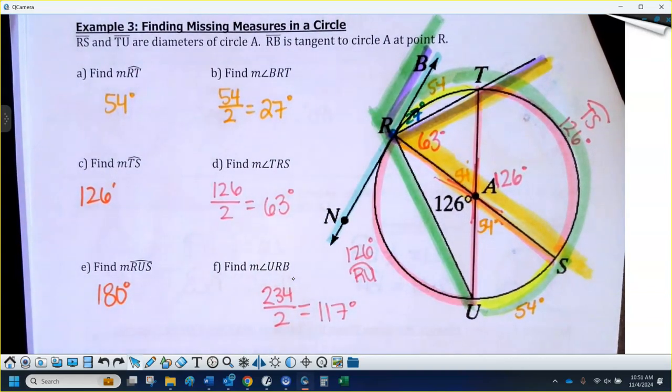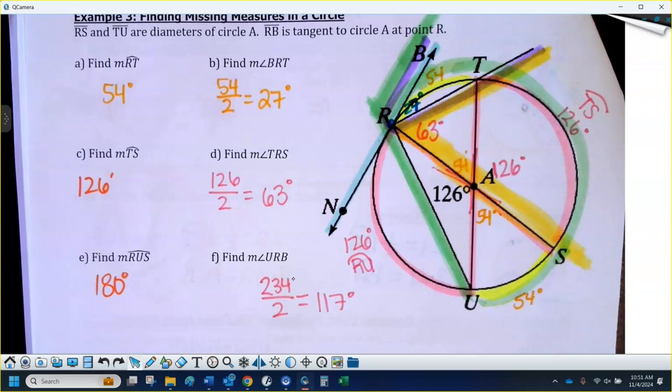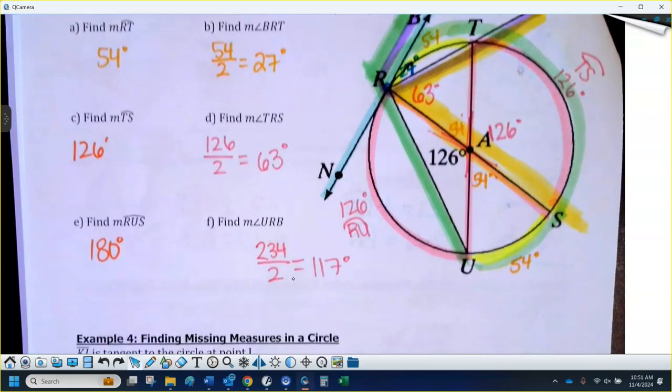Feel free, if any of these diagrams, draw on them all you want with highlighters and stuff. It helps me see it a little bit better. If the vertex is in the center, the arc is the same. If the vertex is on the circle, you cut the arc in half to get the angle.